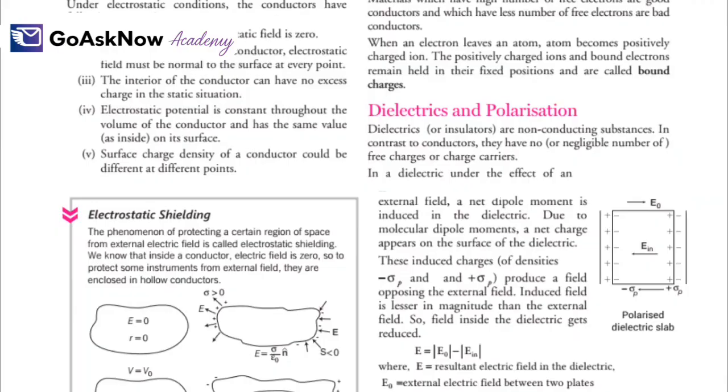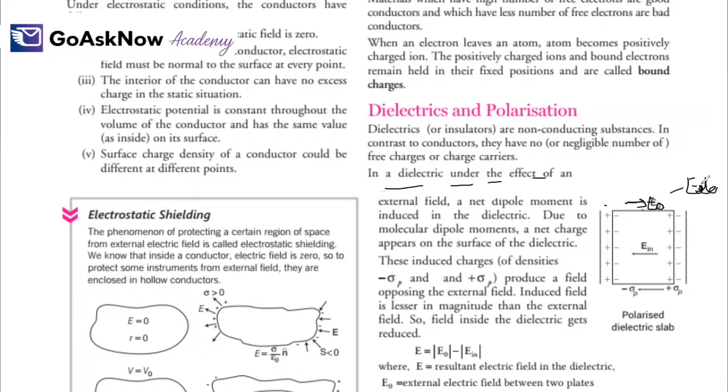In a dielectric, under the effect of an external field, a net dipole moment is induced in the dielectric. So if you have a dielectric and you apply an external electric field here, like this E naught which is applied here, see in the figure, this is the external electric field.